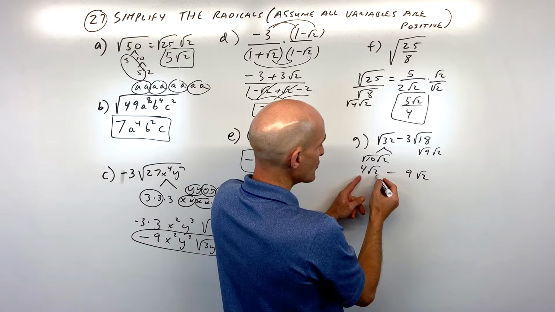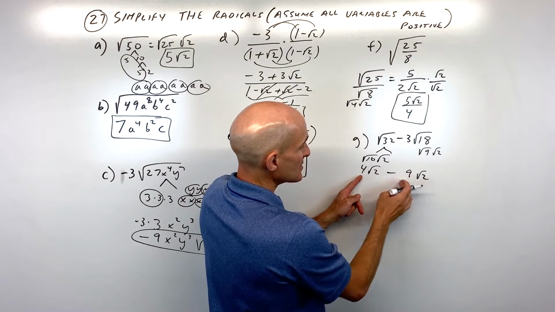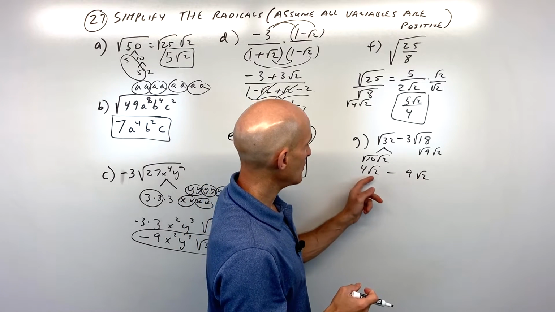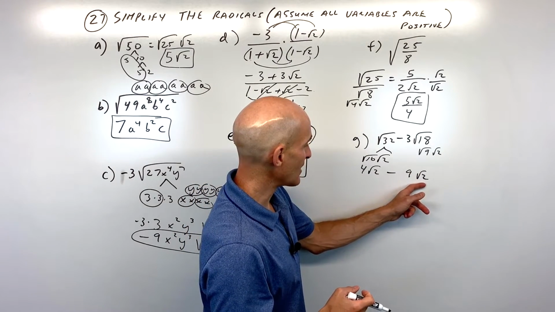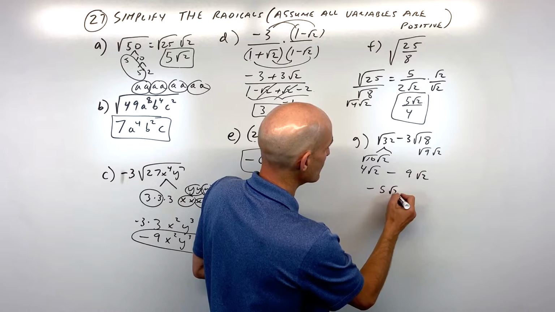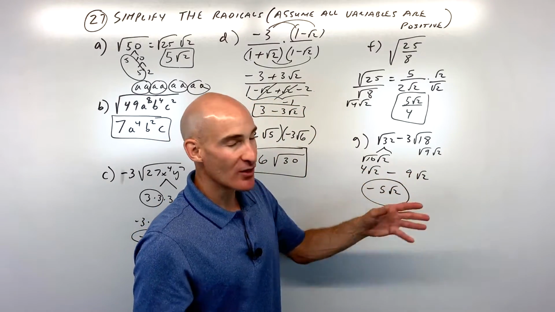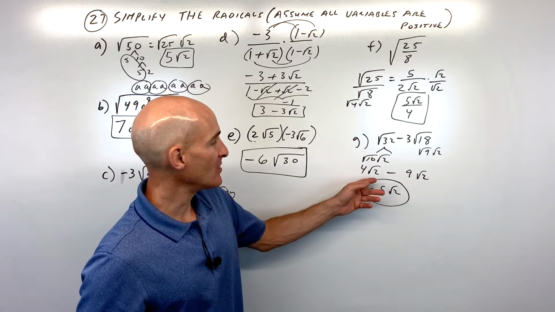And then 4 square roots of 2 minus 9 square roots of 2. Since these are both the same type of term, like 4 of these groups minus 9 of the same type of group, right? That's going to be negative 5 square root of 2. And you got it. Now, if this was 4 square root of 2 minus 9 square root of 3, we wouldn't be able to combine them because they're unlike terms.